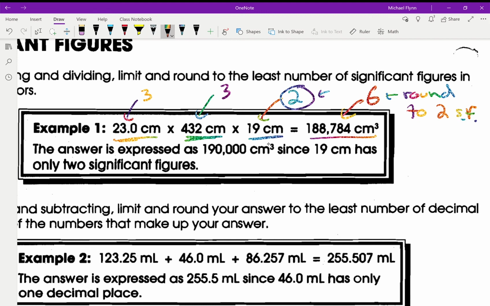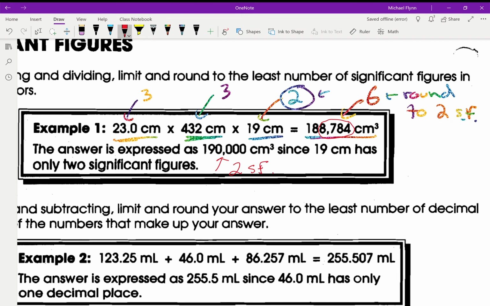And so we have to round this, and if we're only going to keep 2 significant digits, that means just those first 2. But I'm going to take into consideration, I'm going to circle it in red, these 4 digits here, because when I round it, I got 18 and the next number is an 8, so I have to round that up. That 18, I round it up to a 19. So now this number is 190,000 cubic centimeters. That only has 2 significant figures.